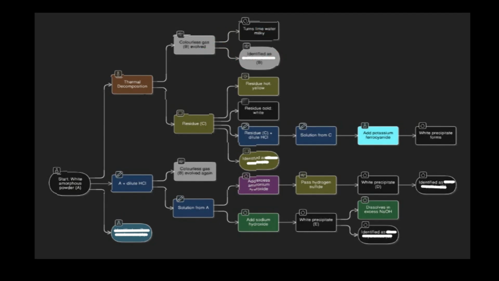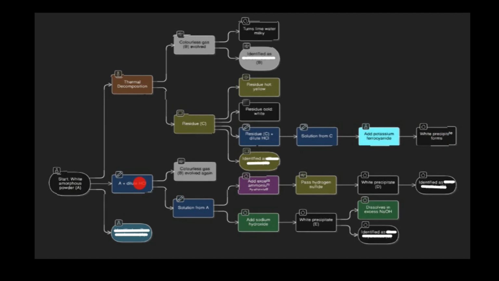I have already identified it, but I hide this particular answer so that you can do the practice on your own, not by seeing the answers given by me. Then this residue C is yellow when hot and white when cold, and when dissolved in dilute HCl, we get a solution of C, and that solution on adding potassium ferrocyanide gives a white precipitate.